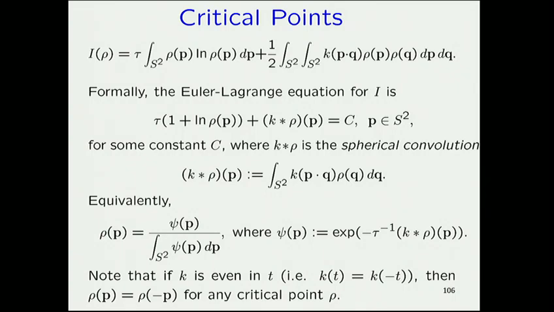Now, from the formula, notice that if k is even in t, as it is for the Maier-Saupe potential, then you get from this that rho of P is rho of minus P, because in the formula you get a k of minus P dot Q, which of course is k of P dot Q. Okay, so for any critical point, rho.